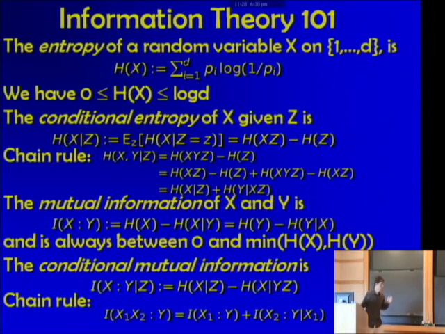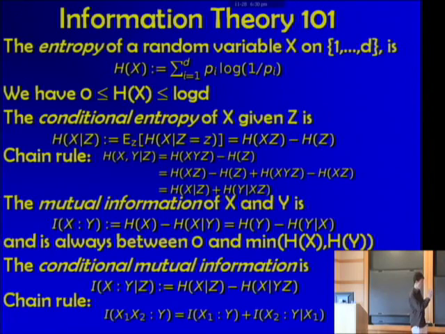And there's also a chain rule for this, which is also easy to check. I'll leave that for you. But it says that the mutual information between y and two random variables, x1, x2, is simply the mutual information between y and x1 plus the mutual information between y and x2, but conditional on x1. This is the most important thing in this slide. This is what we'll need later, this kind of chain rule for mutual information.